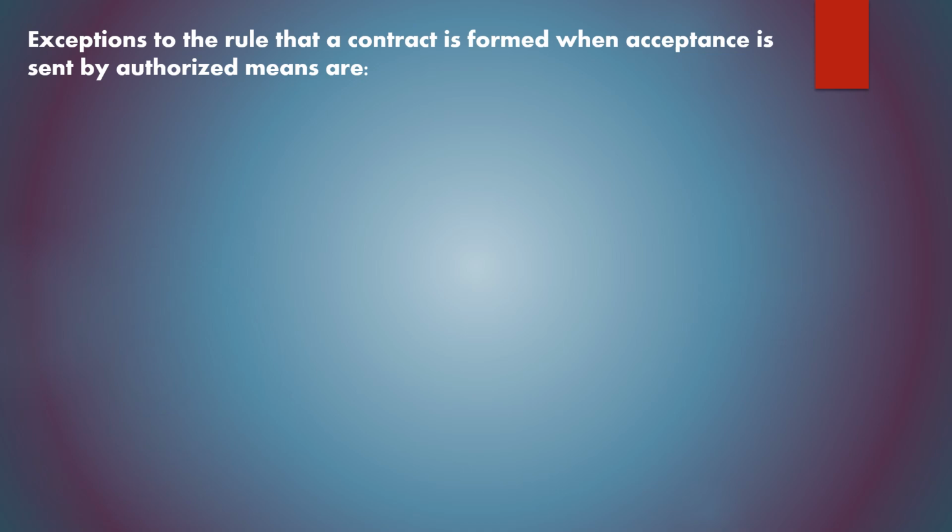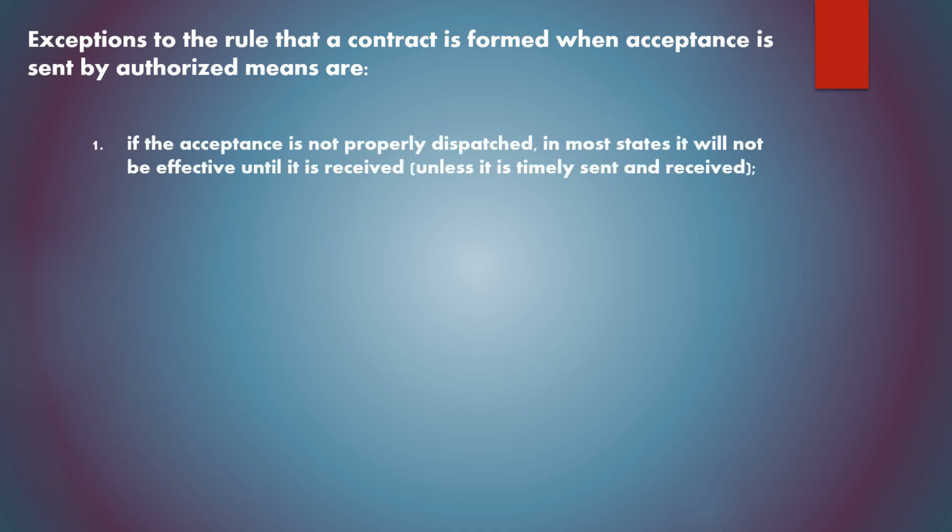Exceptions to the rule that a contract is formed when acceptance is sent by authorized means are as follows. If acceptance is not properly dispatched, in most states, it will not be effective until it's received, and then only if it was timely sent and received. So what do we mean by not properly dispatched? You put the wrong postage on an envelope, or you put the wrong address, so you misspell somebody's name on an envelope.